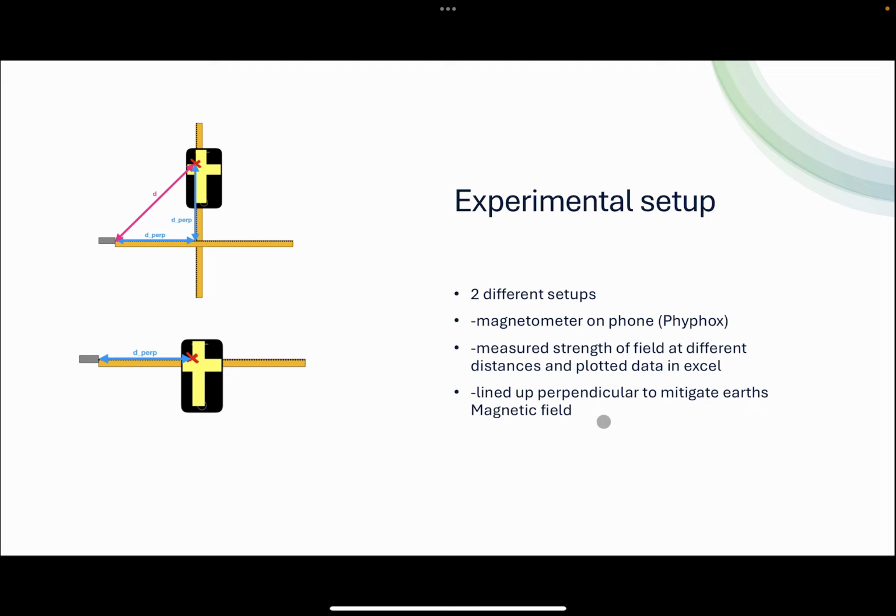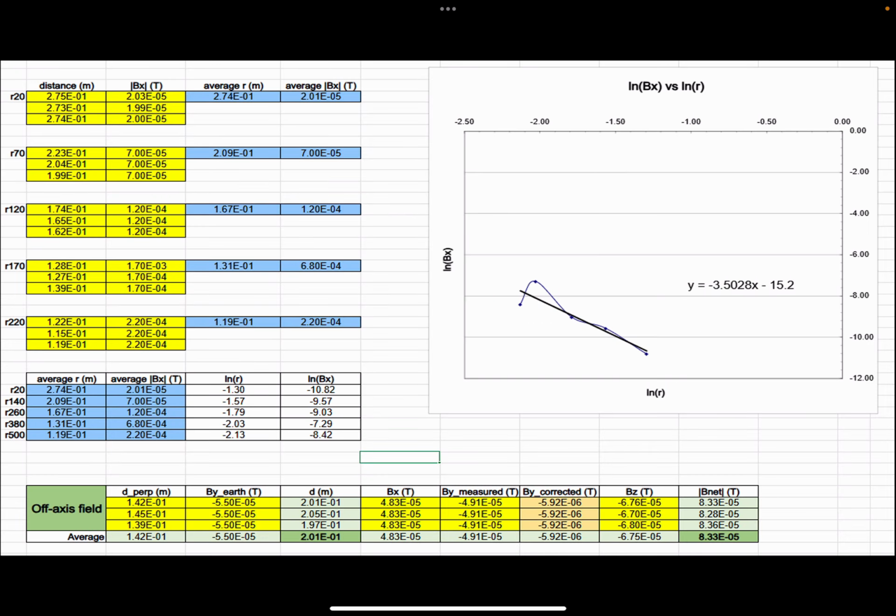But from there, we had two different ways that we determined the net magnetic field. In this one way in the bottom left, we only looked at the horizontal contribution of the magnet. And then in this top left up here, we calculated both the horizontal and vertical contribution due to a known distance from the magnet. And another note I want to add is that we lined up our phone and the bar magnet perpendicular to Earth's magnetic field to mitigate any type of error in our measurements. And so here's our data.